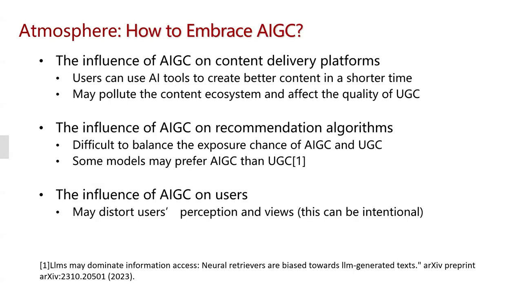And finally, a very important perspective is the ecosystem. So how to embrace the flood of AIGC in recommender systems? Because much content may be AI generated, right? There may be a huge influence of AIGC on content delivery platforms, because some users can use AI tools to create better content in a much shorter time, right? But there are also some risks, because users can intentionally use some tools to create so many videos and post them to a video platform to pollute the video system, right?